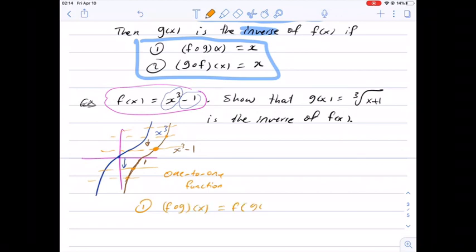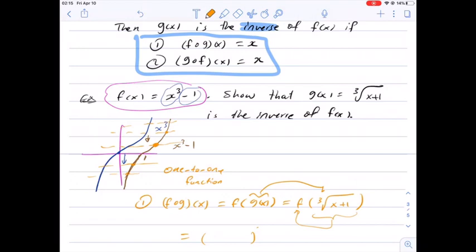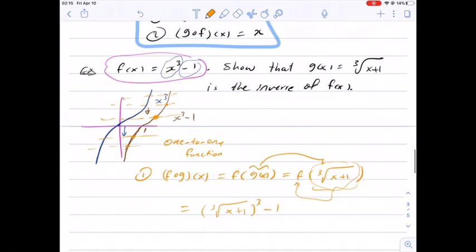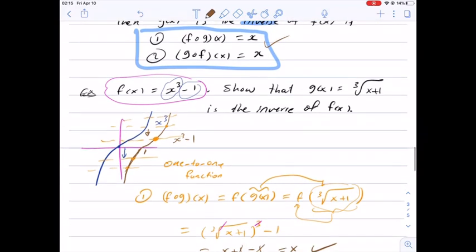f circle g of x, which is equal to f of g of x, equals x. So let's substitute this. We have f of, what is g of x? g of x is the cube root of x plus 1, and then we plug this into the function f. The function f is x cubed minus 1, but instead of x we have cube root of x plus 1. Then we simplify: we can cancel the 3 with the cube root, so we get x plus 1 minus 1, and that is equal to x. So the first condition is satisfied.